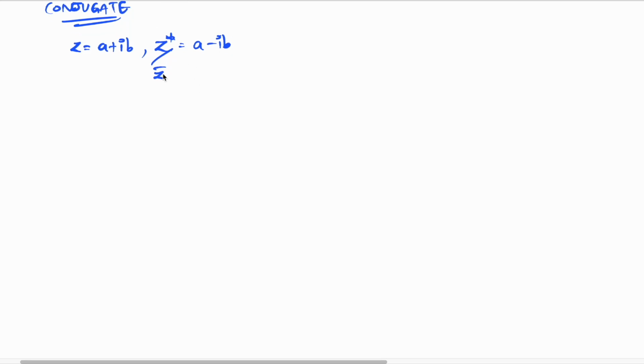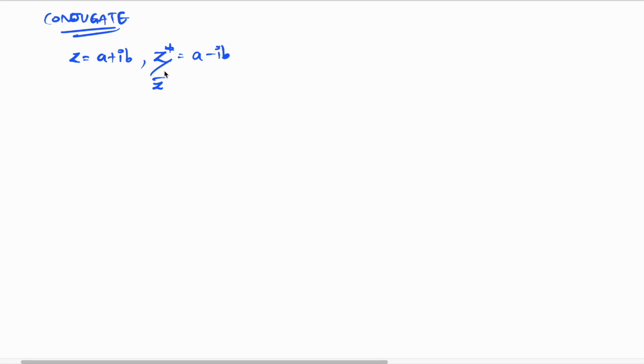With respect to the conjugate, there's a very interesting property of the multiplication of a complex number with its conjugate. If I'm multiplying a complex number z with its conjugate, I'll start with the general case here, which is a plus ib into a minus ib.